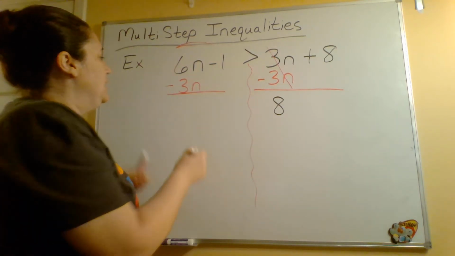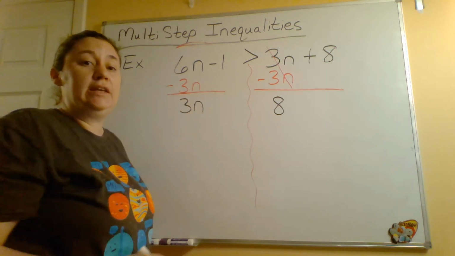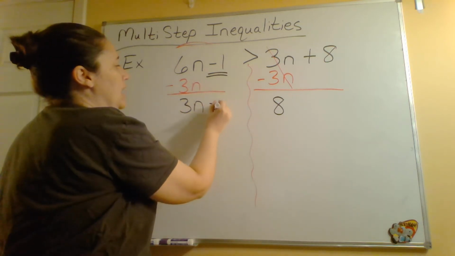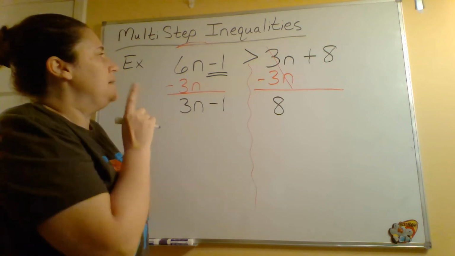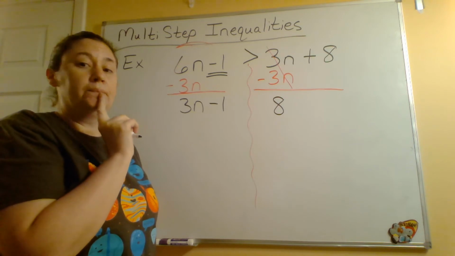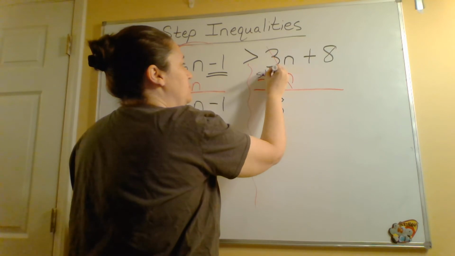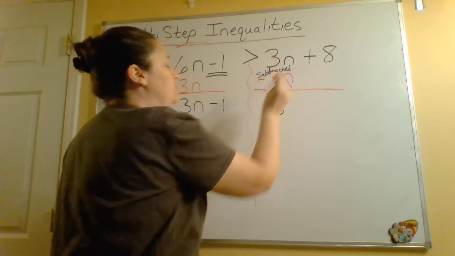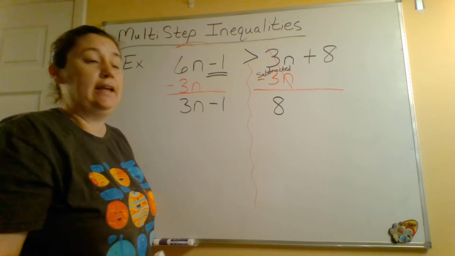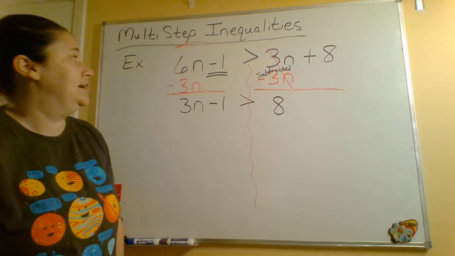6n minus 3n is 3n. If you have 6 n's and you take away 3 n's, you have 3 n's left. Then you write this down right here, minus 1. Let me think. Do you think we should flip the inequality sign? I don't think so. This is subtraction. We subtracted something. You don't flip the sign for subtraction. You flip it for dividing by or multiplying by a negative number. So we subtracted, so we're not going to flip. That's going to say greater than right now.